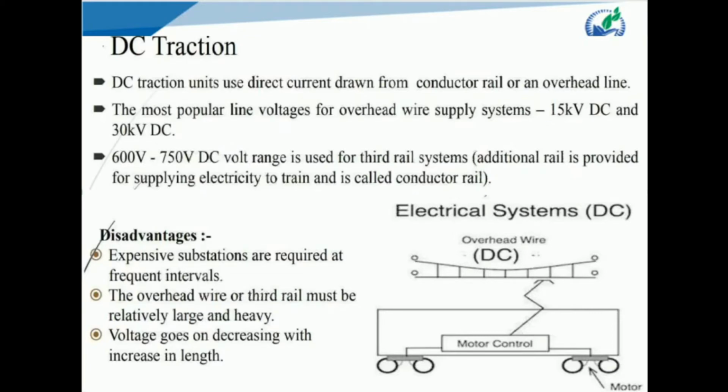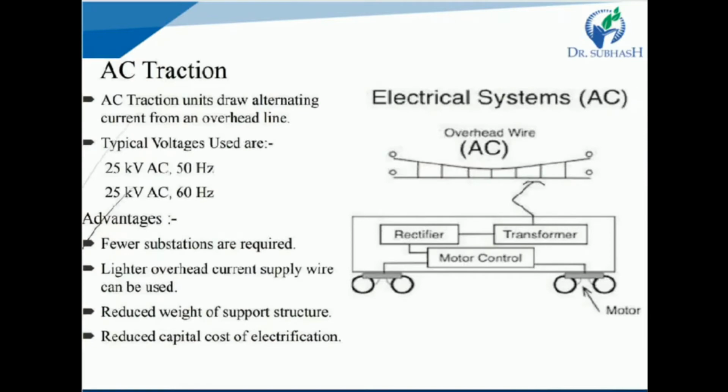The disadvantages of this DC traction system: it is expensive. Substations are required at frequent intervals. The overhead wire or third rail must be relatively large and heavy. Voltage goes on decreasing with increase in length. So these are the major disadvantages of the DC traction system. So it has expensive substations.